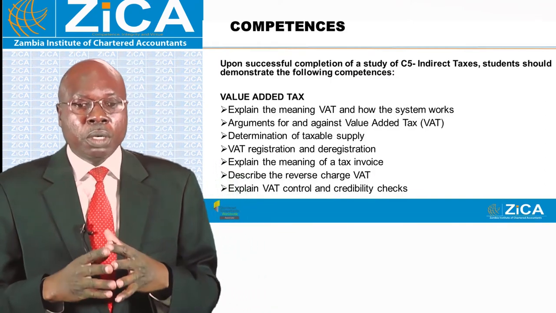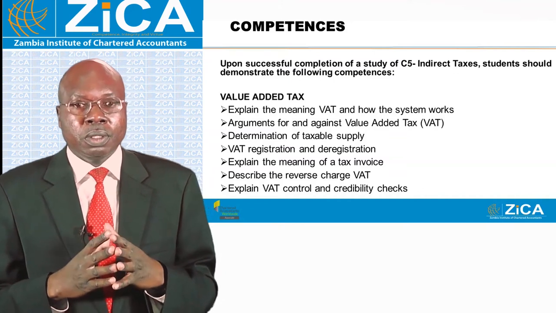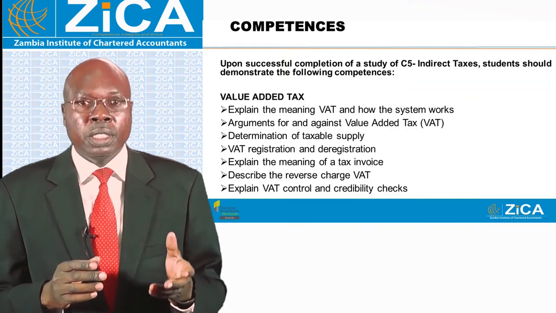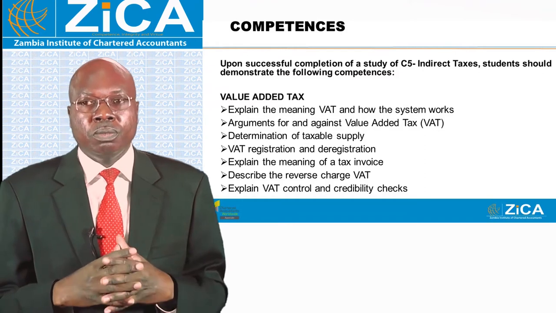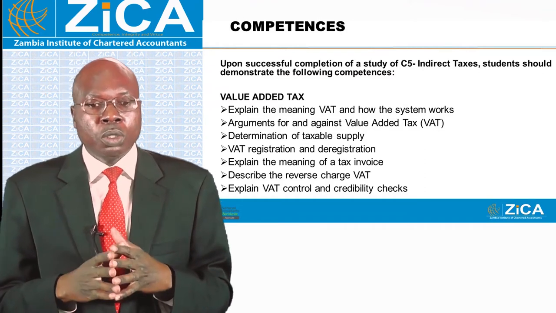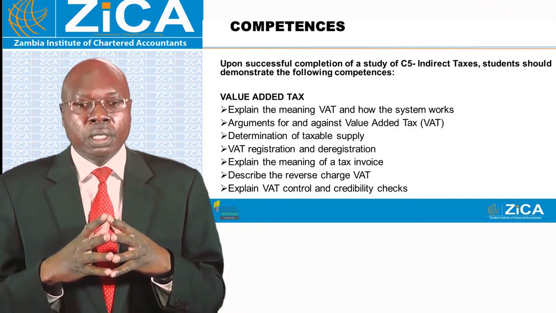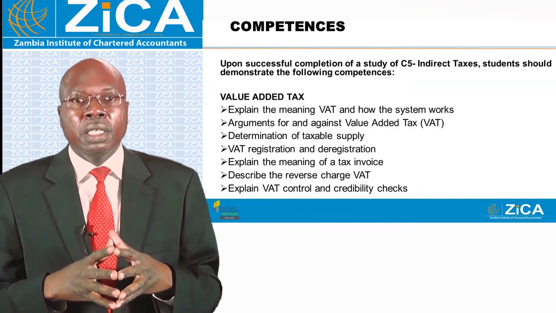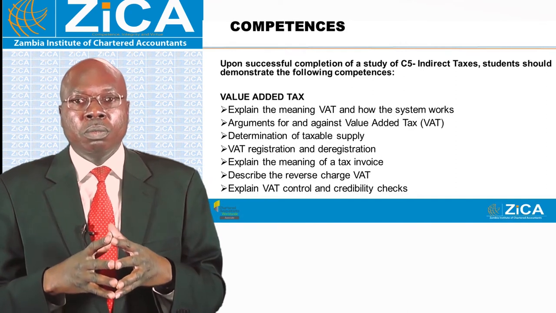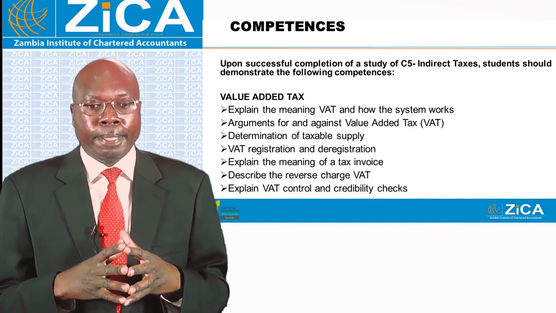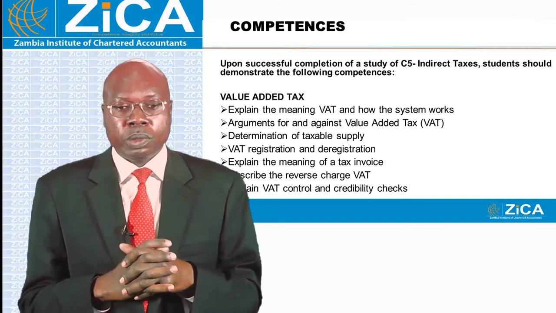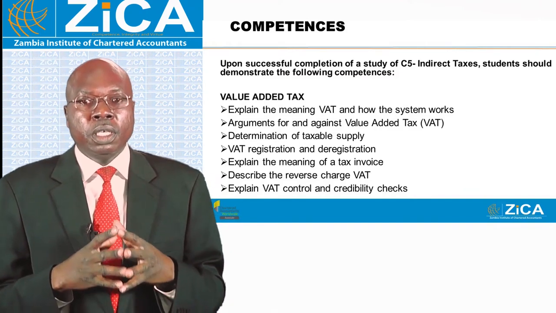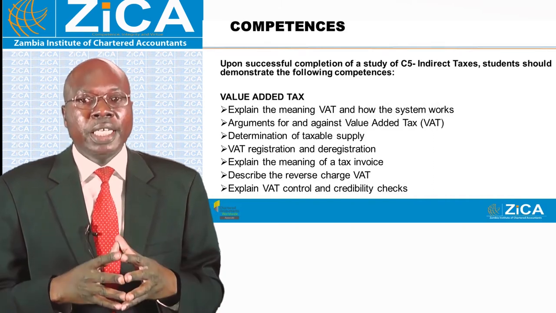Now, I talked about registration of VAT, which is of two types: statutory registration as well as the voluntary registration. Now, let me talk also about when deregistration can be effected, when a trader can be deregistered from VAT. Number one, a trader can be deregistered for VAT if he or she ceases trading permanently.